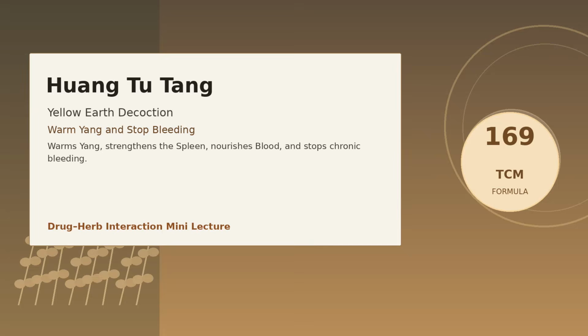Huang Tu Tang, commonly translated as yellow earth decoction, is a classical traditional Chinese medicine formula in the category warm yang and stop bleeding. Its core action is to warm yang, strengthen the spleen, nourish blood, and stop chronic bleeding. The pattern framework is spleen yang deficiency with failure to contain blood.